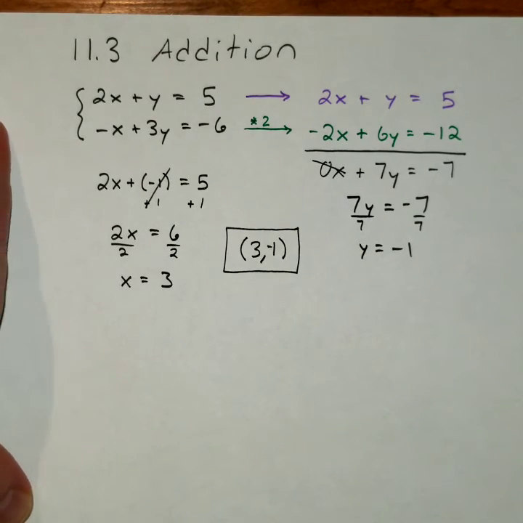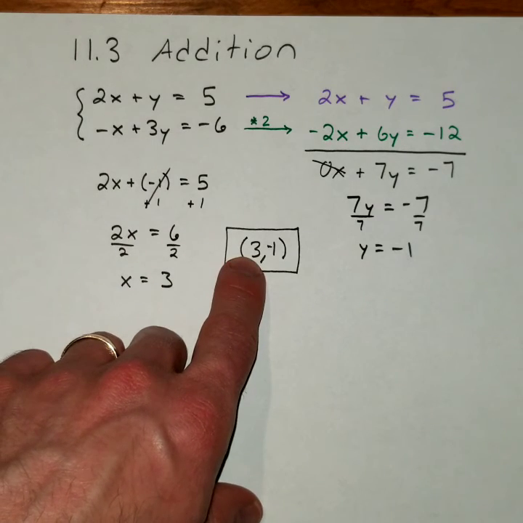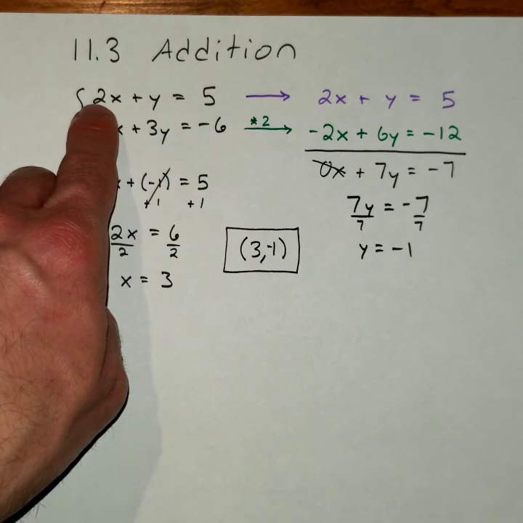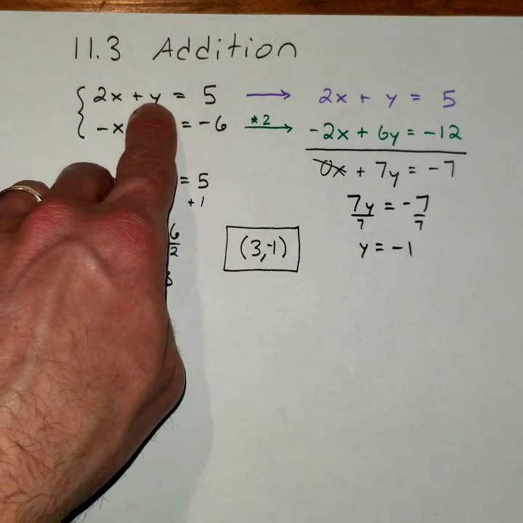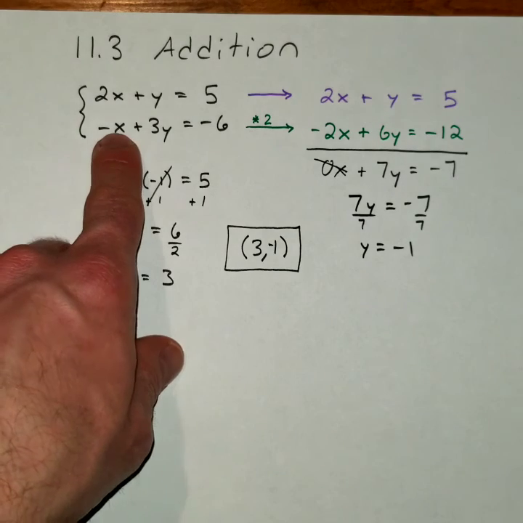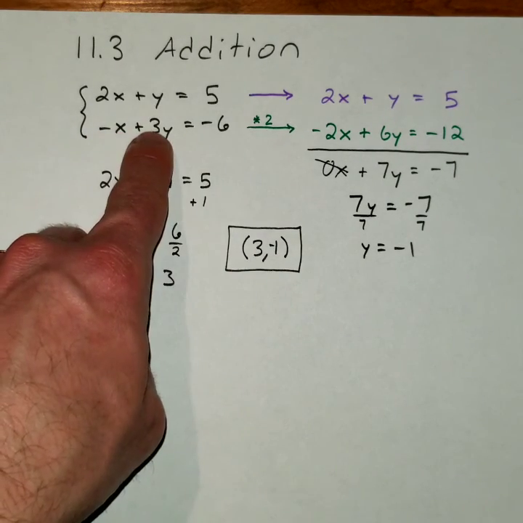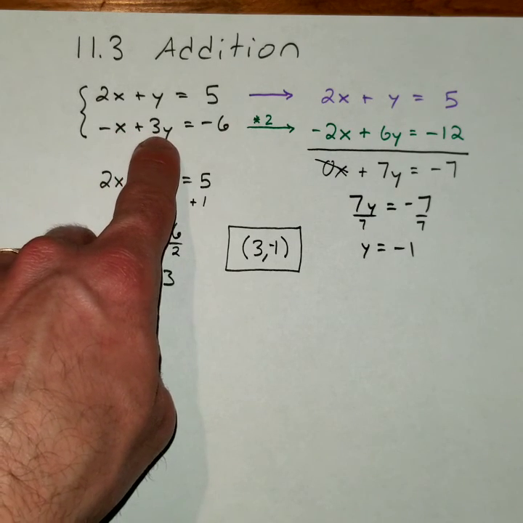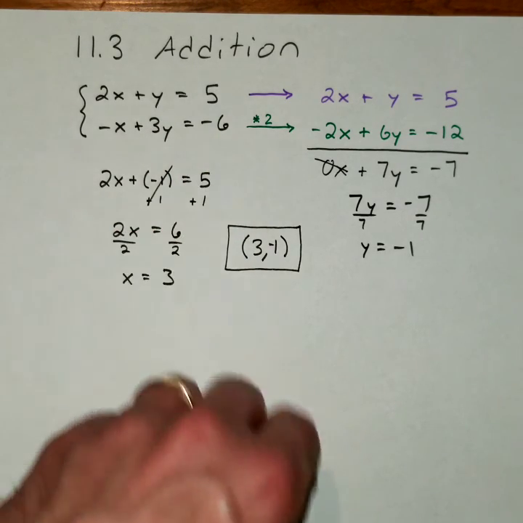I'm going to quickly double check and make sure that works, just mentally here. If I take the 3 and plug it in for x and the -1 for y, 3 and -1, I get 3 times 2 is 6. 6 plus -1 will be 5, so that works out correctly. If I put the 3 in here, I get -3. If I put the -1 in here, I also get a -3. Right? -1 times 3. So I get -3 plus -3, which also gives me -6. Alright, so it works in both equations.